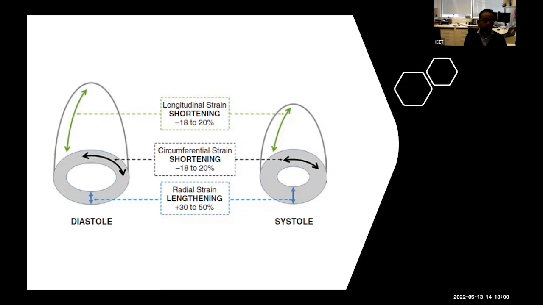When we look at the circumferential function, it is again a shortening function, in terms of how the ventricle contracts and functions as a result. When we talk about radial strain or radial shortening, we look at how the ventricular muscle thickens through the course of its ventricular contraction.